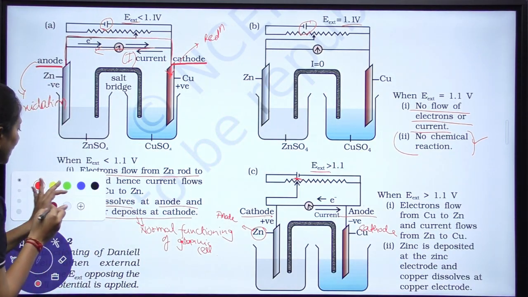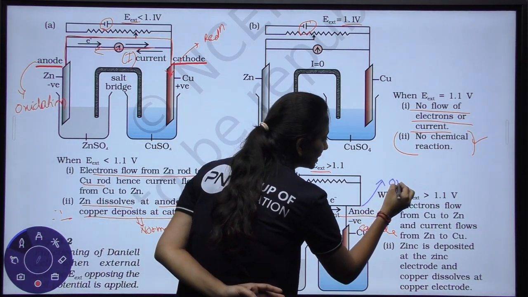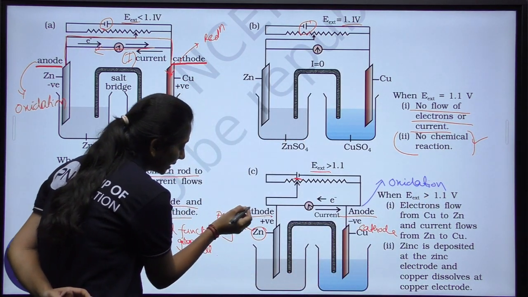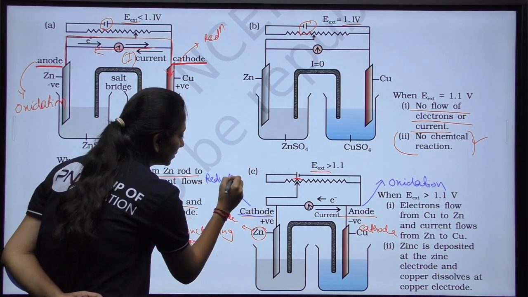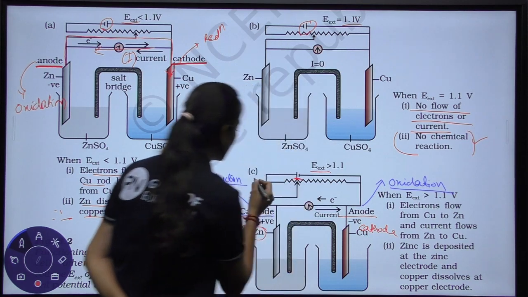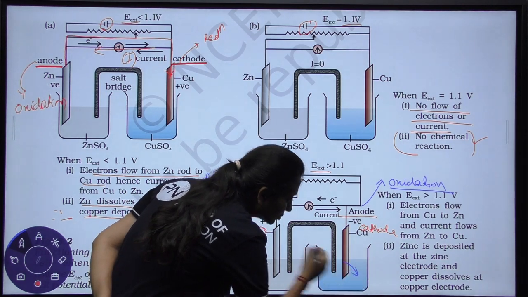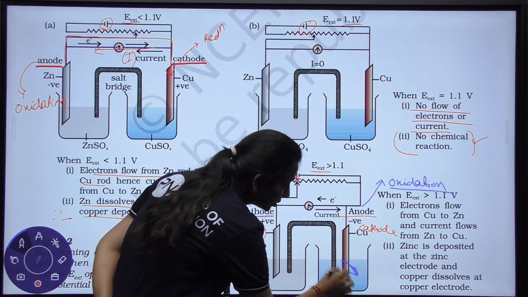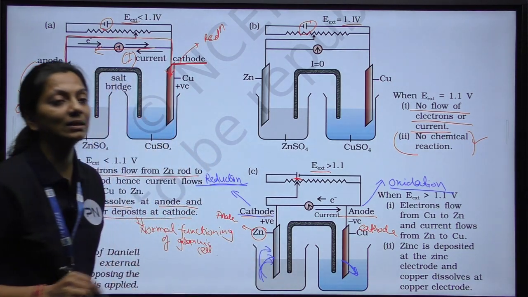Now what happens? The reaction taking place at the anode is oxidation. Now the copper is going to do the oxidation, and at the cathode, zinc, the reduction will take place. What will happen right now? It is going to undergo oxidation and this is going to undergo the reduction. So now the copper is going to get dissolved in the solution, and zinc is going to go and get deposited at the electrode.